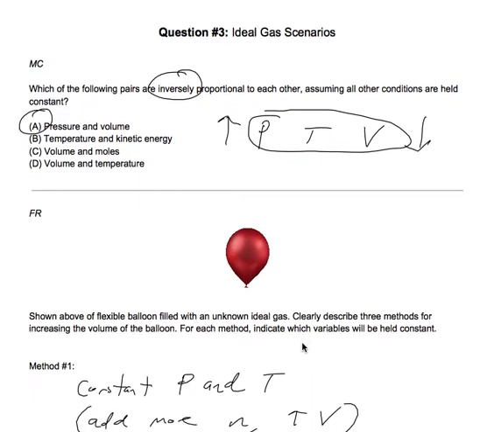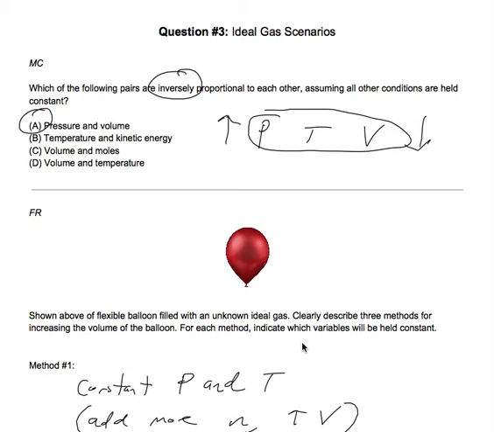Moving on here to number 3. Which of the following pairs are inversely proportional to one another? Now, according to our PTV stick, we know that T and V and P and T are directly related to one another, but P and V are inversely related. So A is the answer, but let's double check.